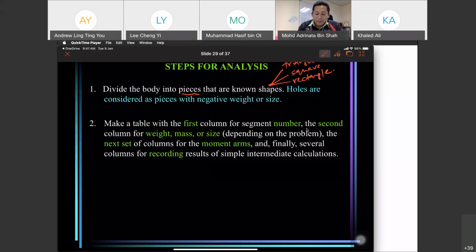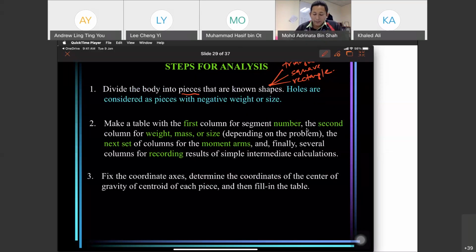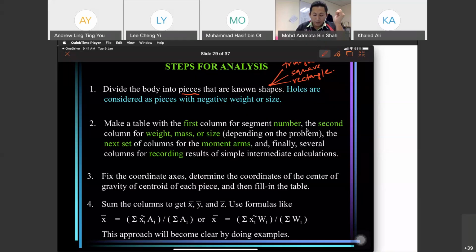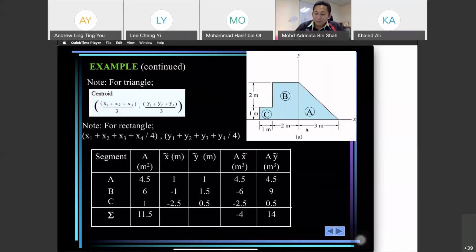Holes are considered as pieces with negative weight or size. So if holes are negative, make a table with the first column for segment number, second column weight, mass or size, depending on the problem. This is the table. Fix the coordinates. Determine the coordinates of the center of gravity or centroid of each piece, and then fill in the table. Okay, so this is the step, but it is very easy.